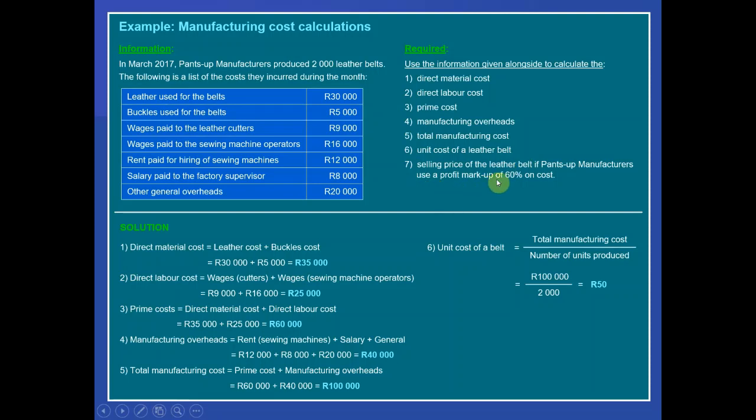Finally, the selling price of the leather belt, if Pants Up manufacturers use a profit markup of 60% on costs. So we know the 50 rand is the 100%, we have to add 60%. So it's the cost price plus the profit markup. On the 50 rand, which is 100%, we still have to calculate 60%, which is 30. So 50 plus 30 will give us 80 rand.